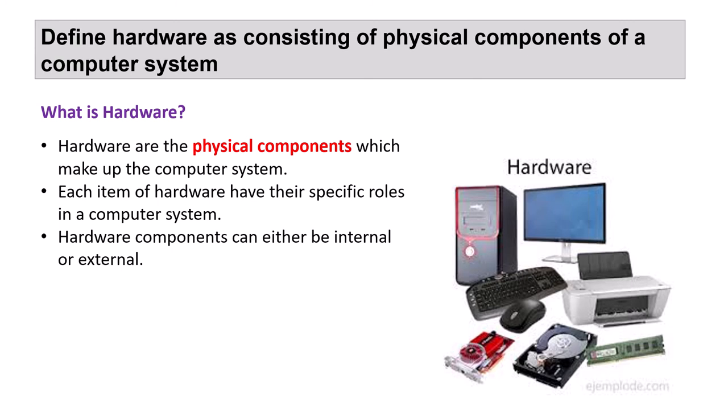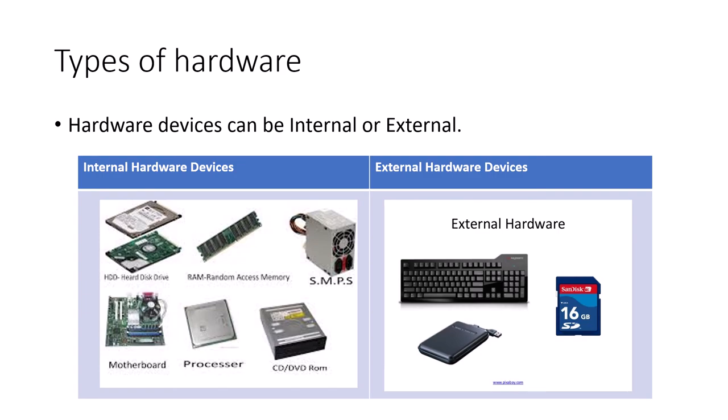For example, you have the CPU case over here, you have monitor, printer, the hard drive, keyboard, mouse. These are all physical components. Each item has its own specific role to play. For example, the monitor is to display your images, the printer is to print out your documents, and so on. Hardware components as a whole are divided into internal hardware and external hardware. So let's look at what this means.